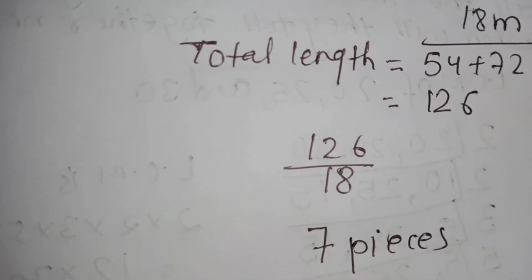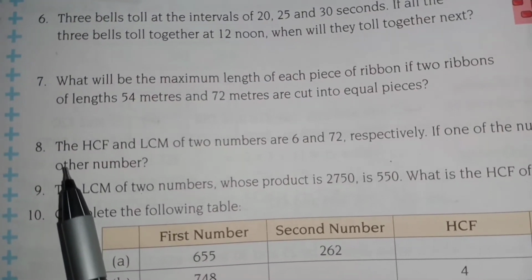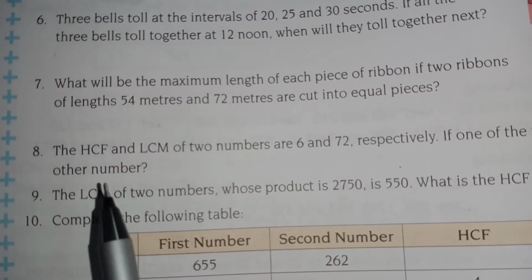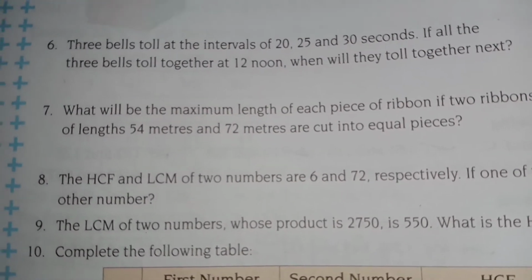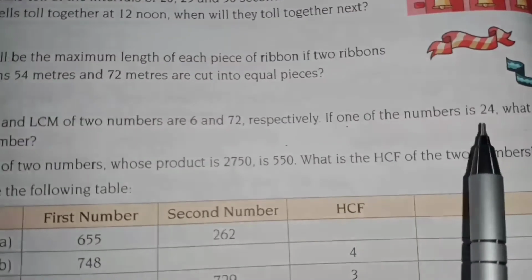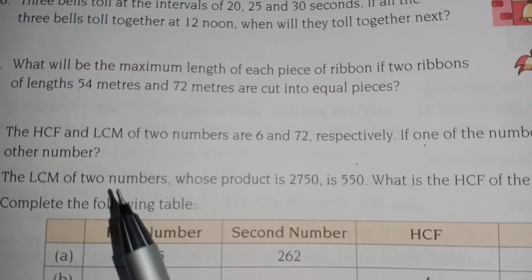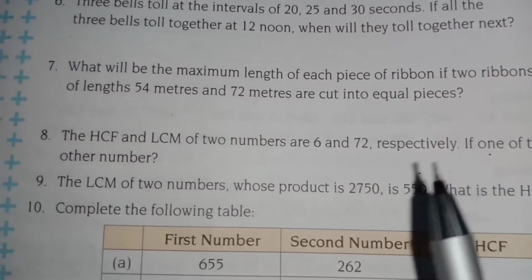Okay, now let us see the next question. Question number 8 is easy, which I have taught you in exercise 5.3. You have to find the other number. The HCF and LCM are given. This is the HCF, this is the LCM. Here they have given one number, we have to find the other number. So other number equals HCF into LCM divided by one number. So you will do this by yourself.